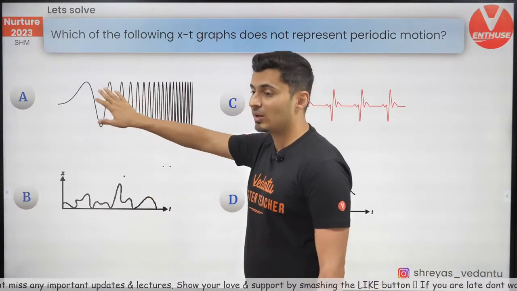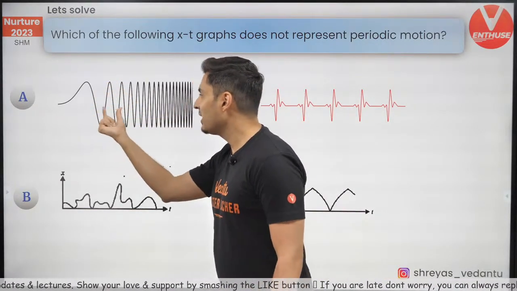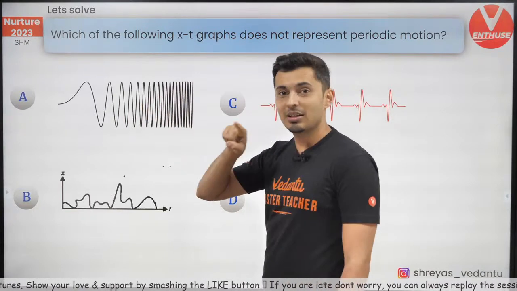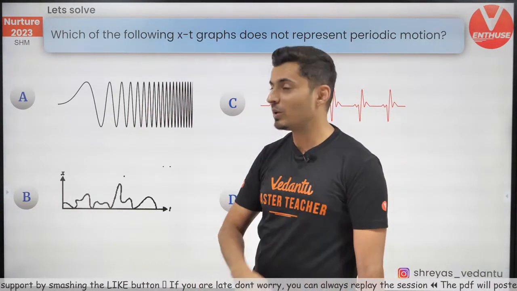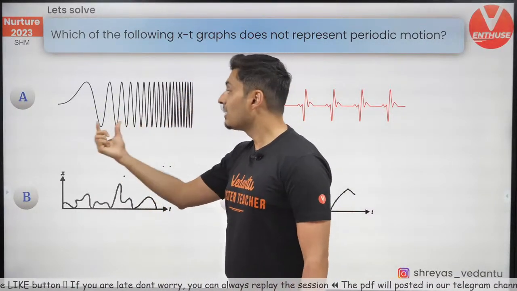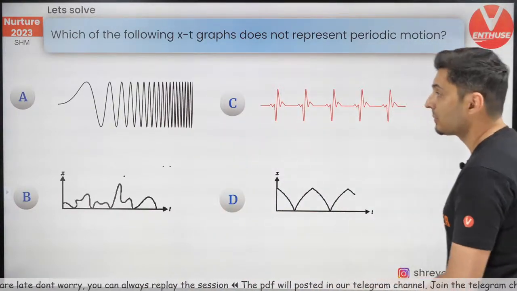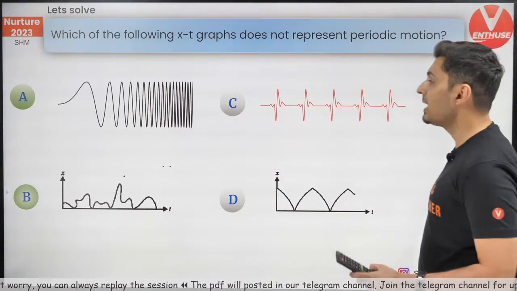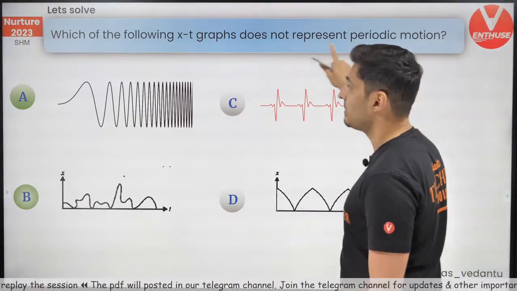A lot of students thought A was periodic, but let me tell you, in A, the time period is not constant. This motion is oscillatory, but it is not periodic, because here time period is more, here it's less, here it's even less. Remember, the time period must be fixed. Only then it is a periodic function. So hence the correct answers are A and B only, which do not represent periodic motion.